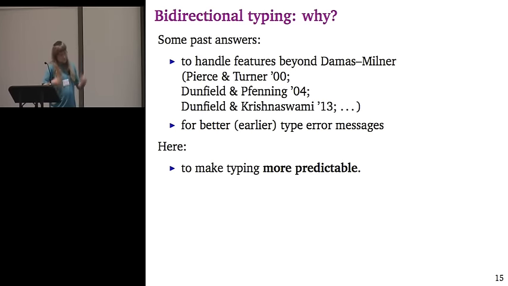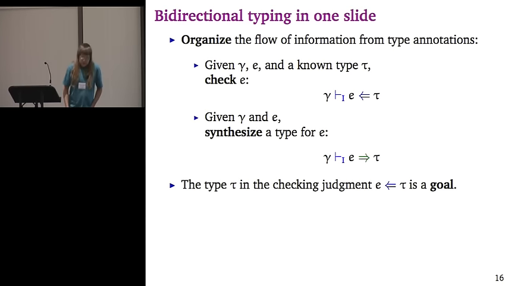So the usual reason we want bidirectional typing is about handling things that are undecidable, like pure type inference, or for better error messages. Here it's a different motivation. It's to make typing more predictable. The idea is that we want to organize the flow of information out of type annotations, because annotations express what programmers want. So if you already know tau, you can check a term E against tau. If you don't know where you're going, if you don't have a goal in mind, then you synthesize a type for E.